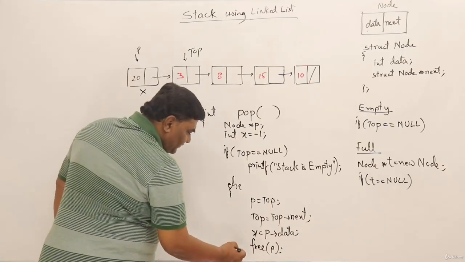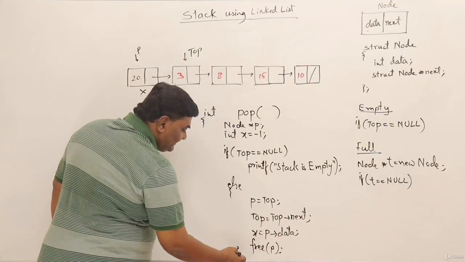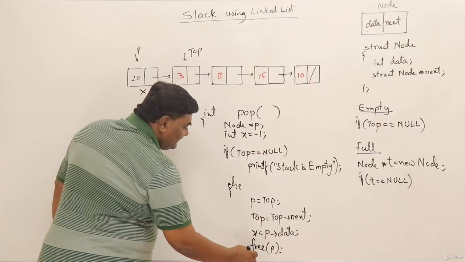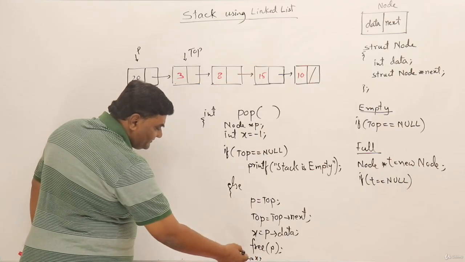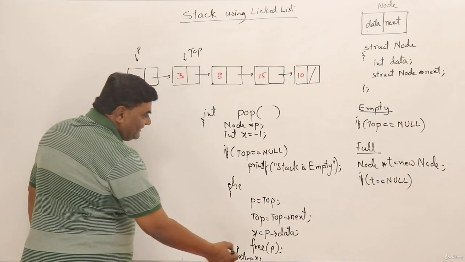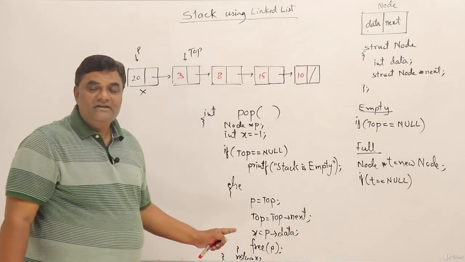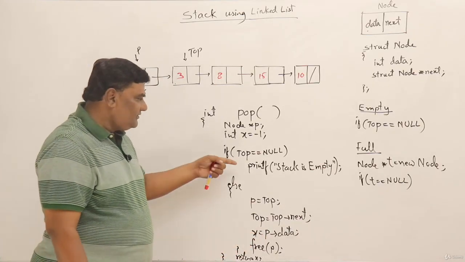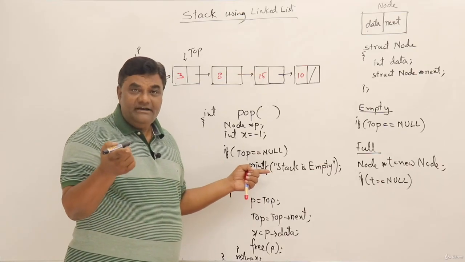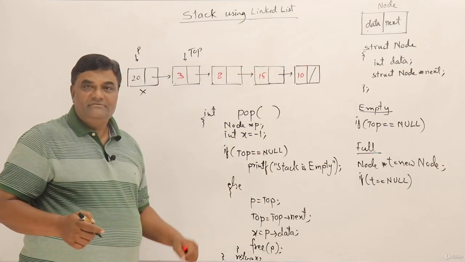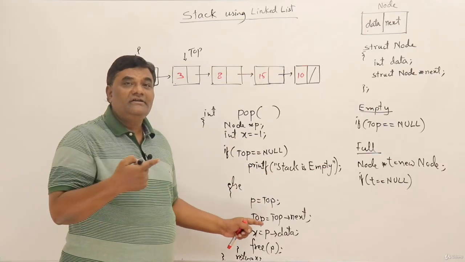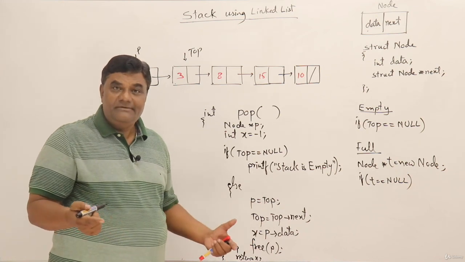Then the last statement also I have to write after else, that is return x. I should return the deleted value. There is no space, just I am writing here return x. So whatever the value is deleted, that value will be returned. If it is unable to delete, because the stack is empty, then it will return -1. So if this function is returning -1 means stack is empty.